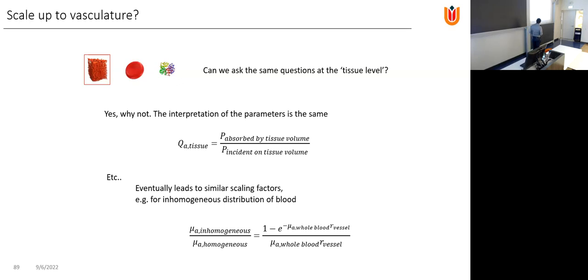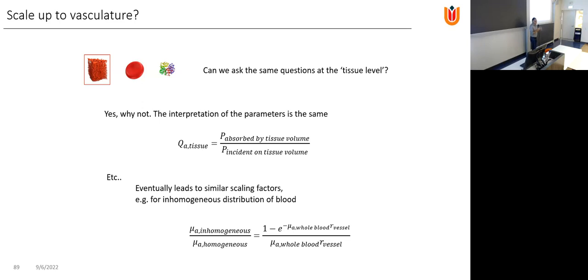Can we now scale this up to the vasculature? So we had hemoglobin molecules contained in red blood cells. We also have red blood cells contained in vessels. Why not? So we can do that basically following the same steps. We can calculate an absorption efficiency for tissue and define it as the amount of power absorbed by the tissue volume divided by the power incident on it.